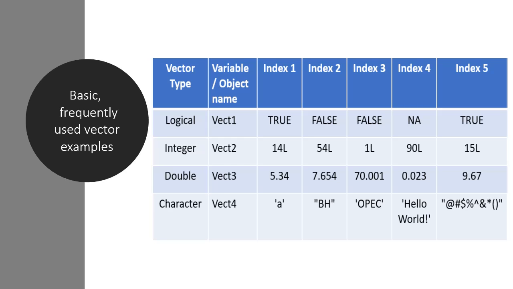Suffix uppercase L is required for R to treat these values as integers. Otherwise, R treats all numerics as doubles by default. Vector 3 contains double precision atomic data type elements, and vector 4 contains characters including strings.